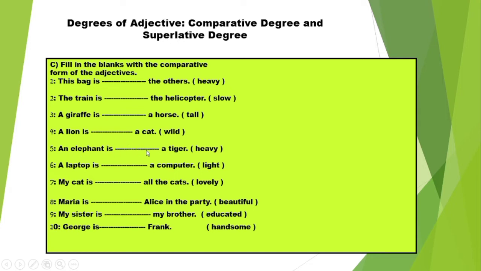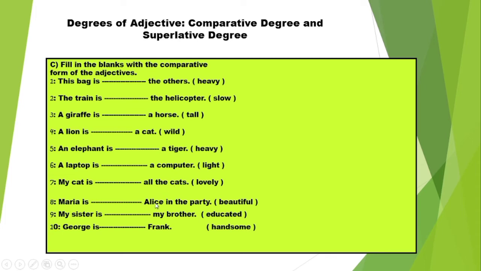An elephant is dash than a tiger. Heavy, again heavy ends with y. Y is converted into i and er is added. So an elephant is heavier than a tiger. A laptop is dash than a computer. Light, now light is a single syllable, so we'll add er. A laptop is lighter than a computer. My cat is dash than all the cats. Lovely, ending with y. Y becomes i and er is added, so my cat is lovelier than all the cats.